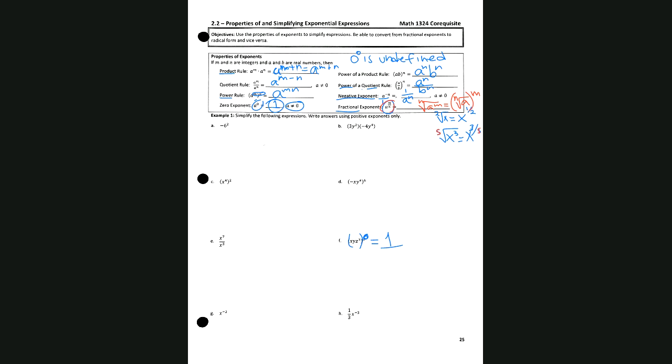Now let's get started with the examples. The very first one, we see a negative and it's not enclosed in parentheses. What that means is that you have a negative 1 and then you have 6 multiplied by itself, 6 times 6. So we have negative 1 times 36, and the answer for that will be negative 36.